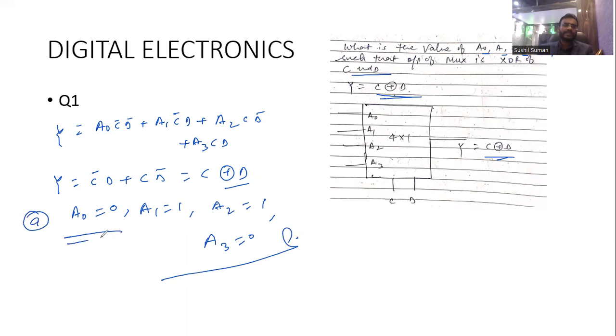Out of the 4 options, this is option A. Got it? Just write this Boolean table, or you can directly write the Boolean equation. Just put these values and you will get the answer. Because C bar D bar selects I0, C bar D selects I1, C D bar selects I2, and CD selects A3.